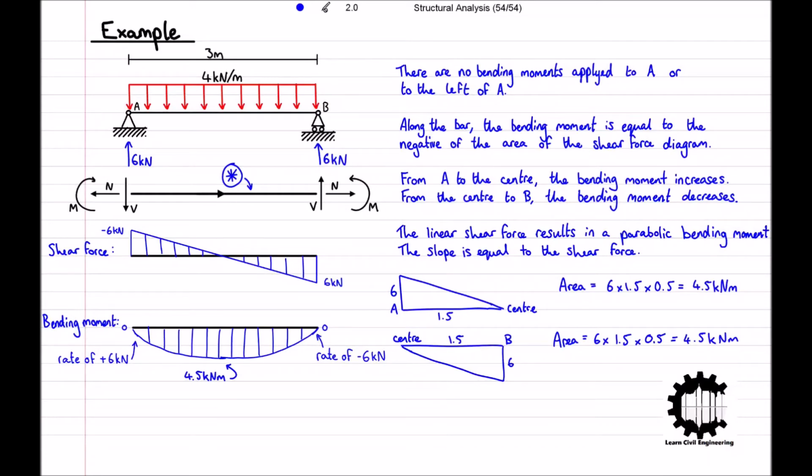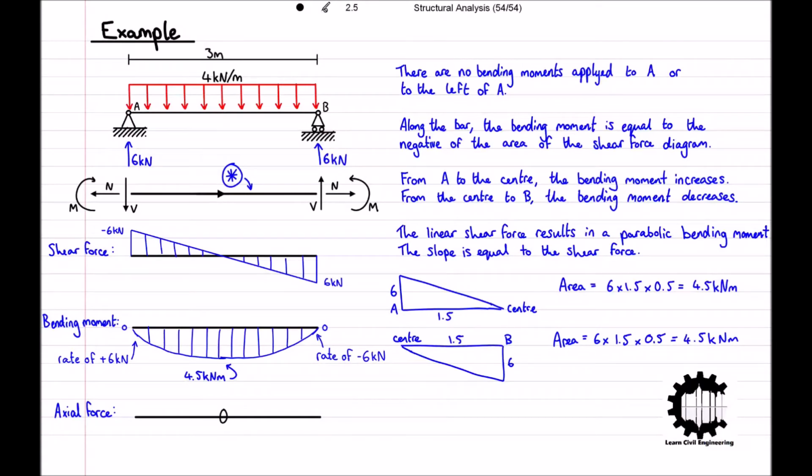Note that for this example, there are no axial forces as none of the forces applied to the bar had horizontal components. Therefore, there is no need to draw the axial force diagram. However, if we were to draw it, it would look like this, with a 0 in the centre to denote the fact that there is no axial force along the bar.